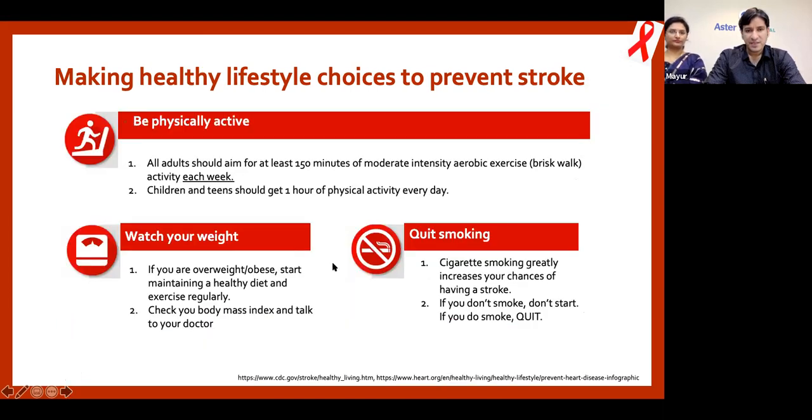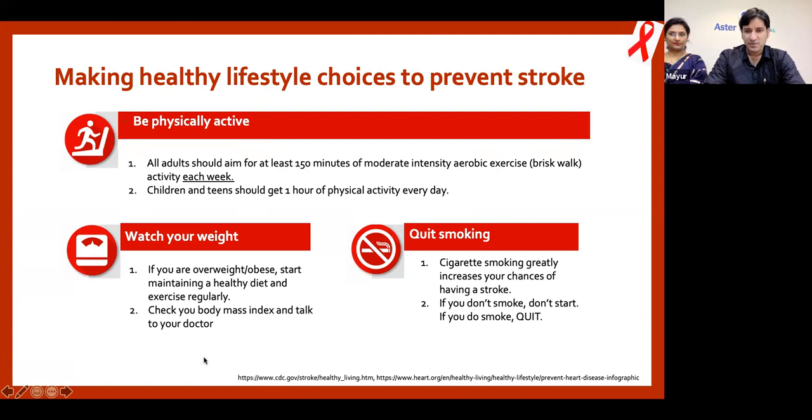So physical activity is best, like as you all do. Best is to at least walk for about 150 minutes of moderate intensity exercise. And children and teens should be encouraged to get at least 1 hour of physical activity every day. Our weight should be kept under control regularly by doing exercise and by consuming a healthy diet. And we can check the body mass index, which gives an idea regarding whether you are overweight or obese or in the appropriate range.